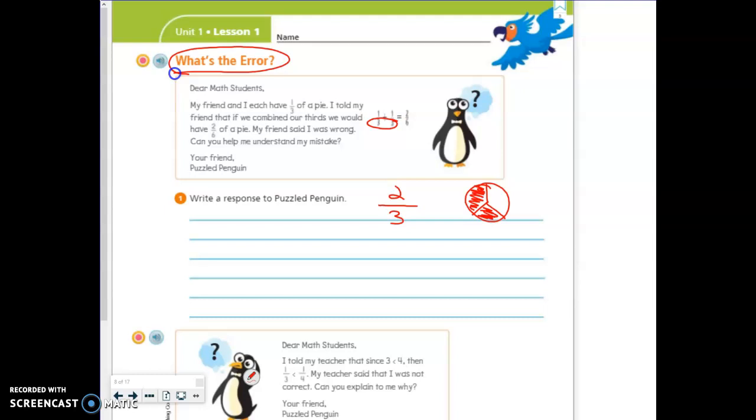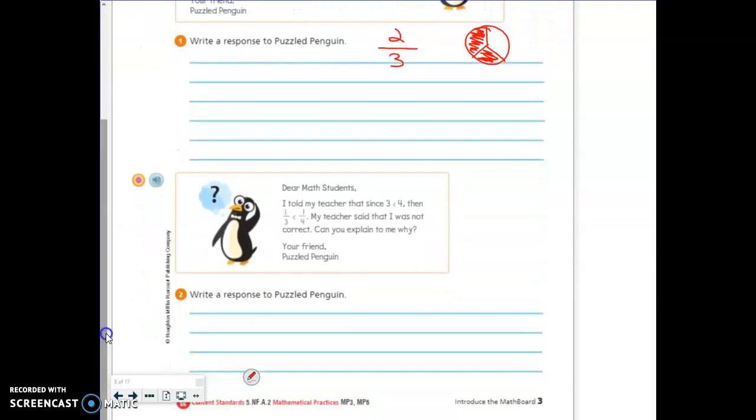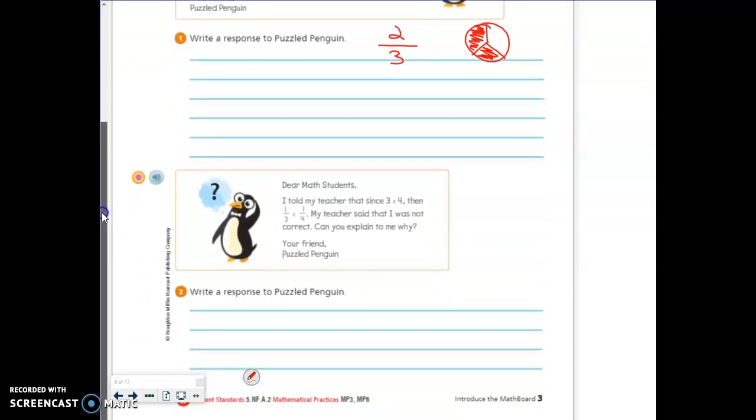We do not change the denominator when we are adding fractions. We just add the numerators together. We also cannot add the fractions if the denominators are different until we make the denominators the same. So here's the second common mistake made by fifth graders in fractions.